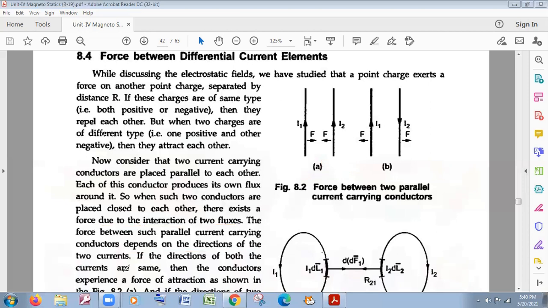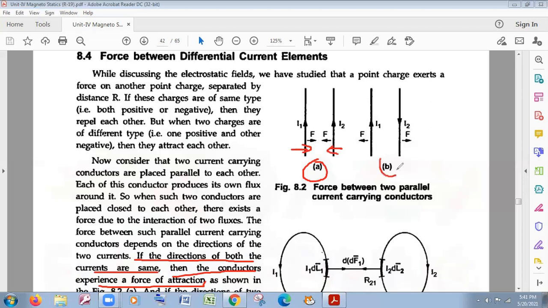Listen, my dear friends, if the directions of both the currents are the same, then the conductors experience a force of attraction, as in figure A. If the directions of both the currents are the same, then the conductors experience a force of attraction, the two conductors.